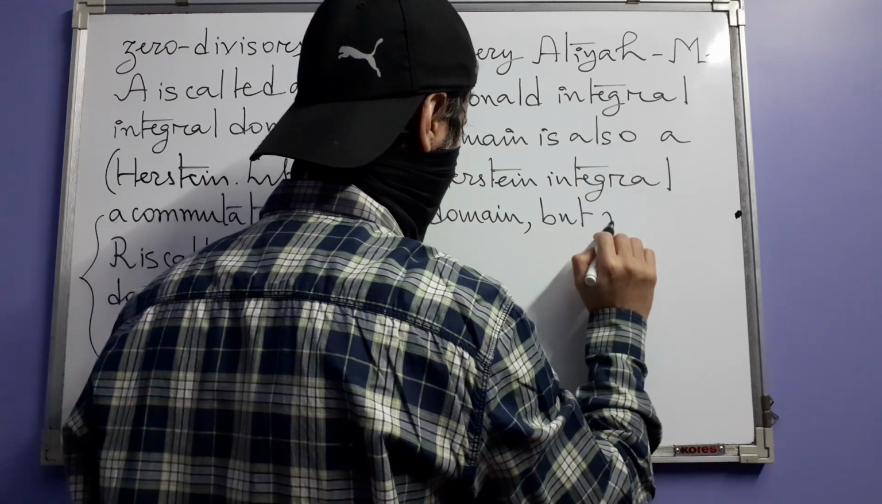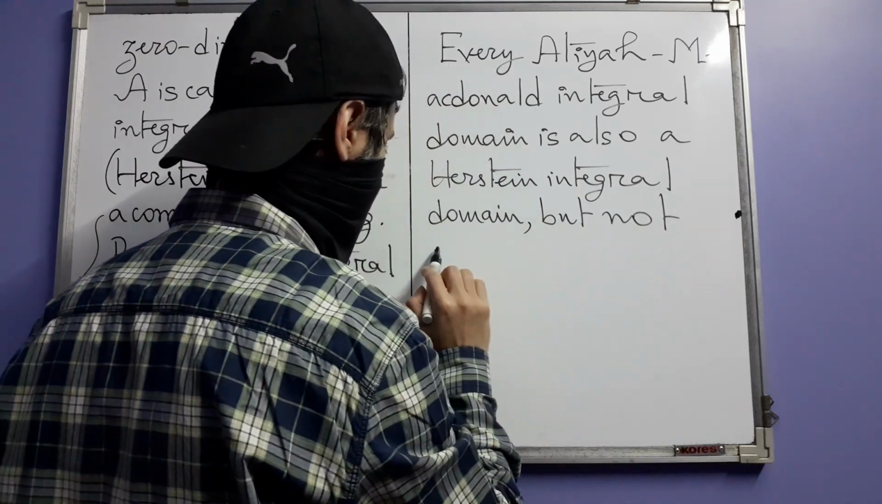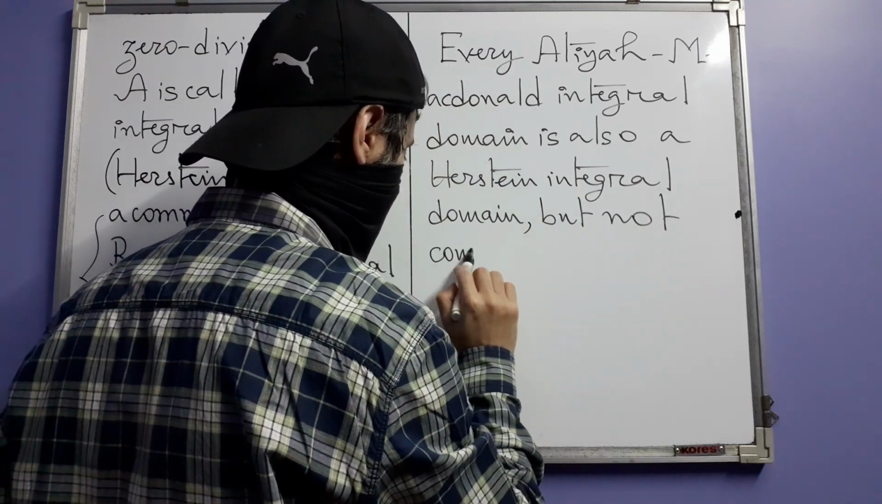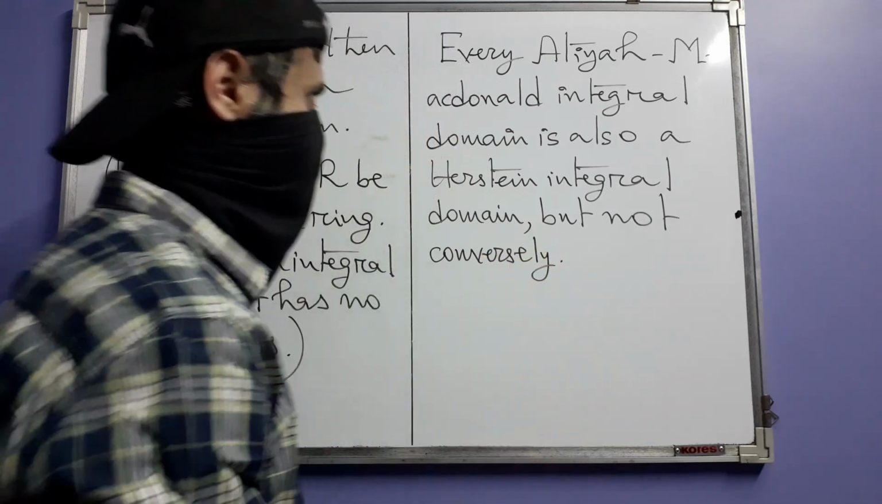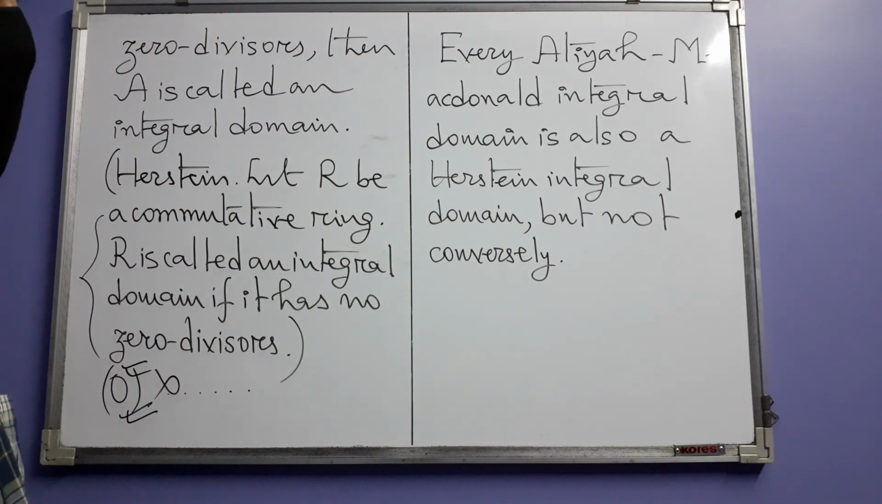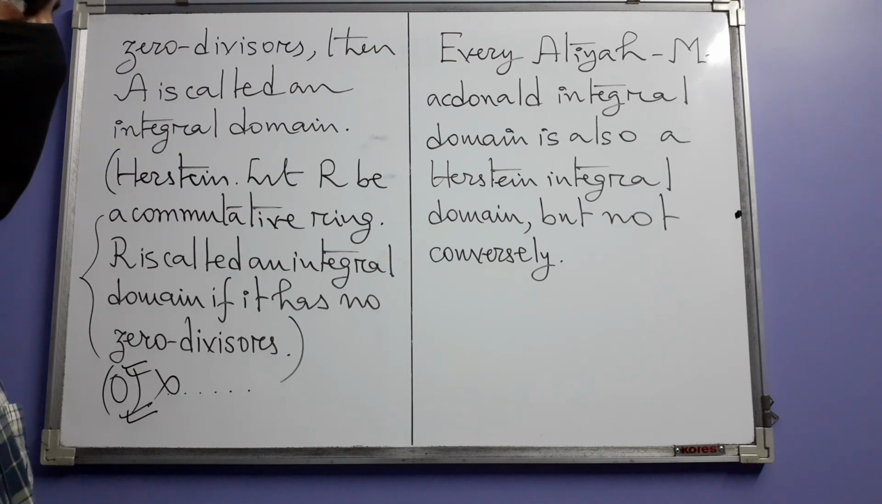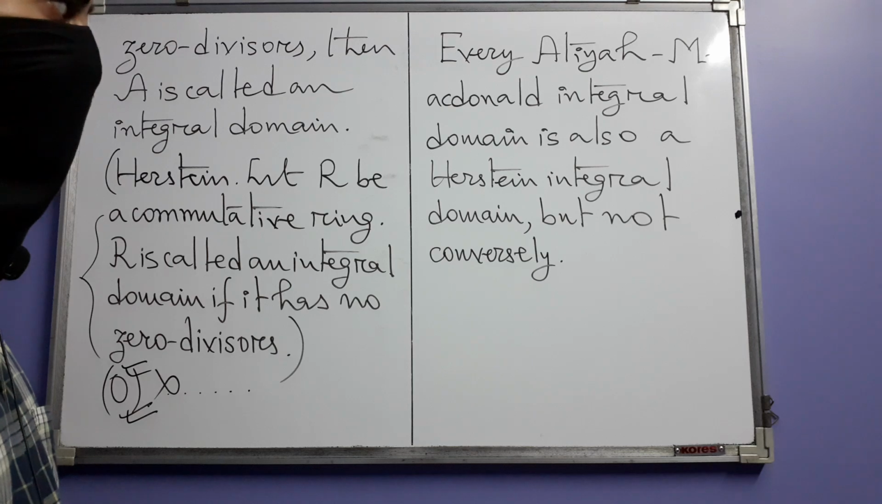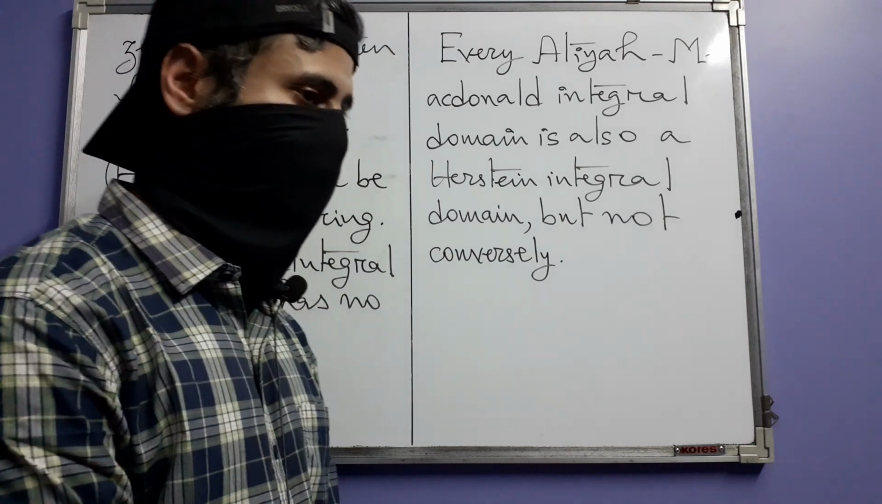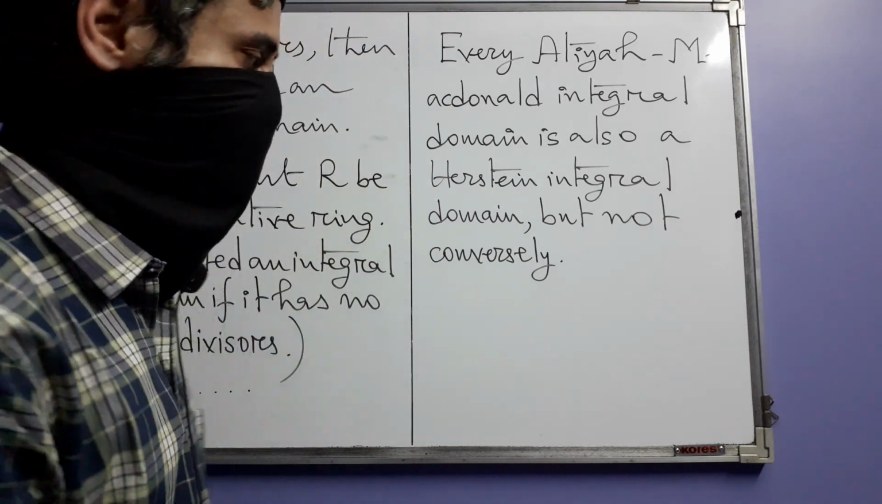But not conversely. If you have an integral domain in Atiyah-Macdonald's sense, then that is also automatically a Herstein integral domain. How? How is that true?